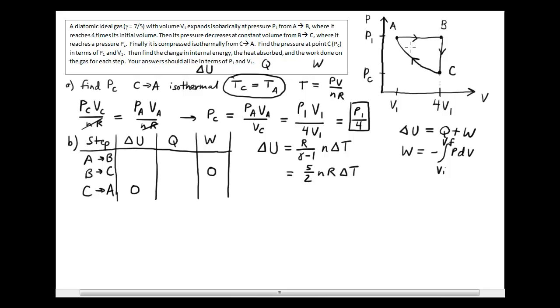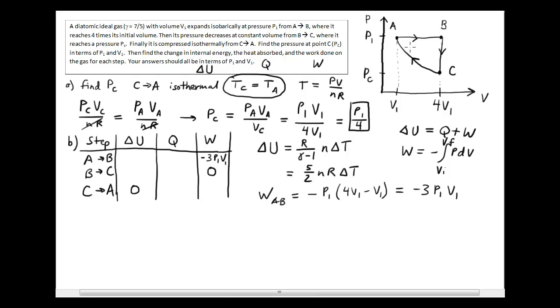The area underneath that curve, right, when we go from A to B, if we just drop down a dotted line, the total area underneath that curve from the line AB down to the V axis is the work, although there's a minus sign, right? So work AB is, because it's an expansion process, the work done on the gas is negative, so it's minus P1 times V final, 4V1, minus V initial, which is V1, and so we get negative 3 P1 V1. That's our work AB. So minus 3 P1 V1.